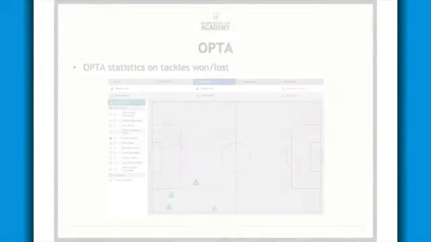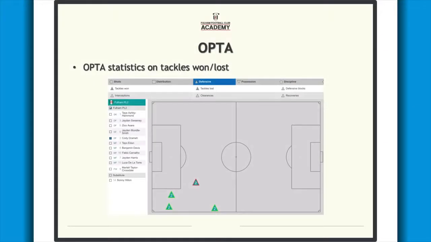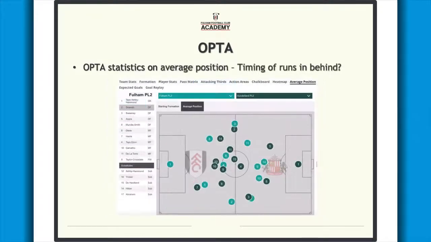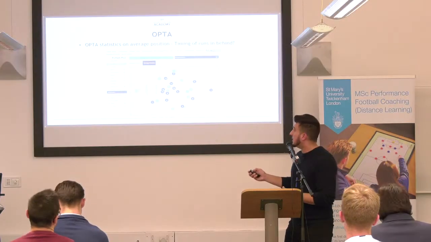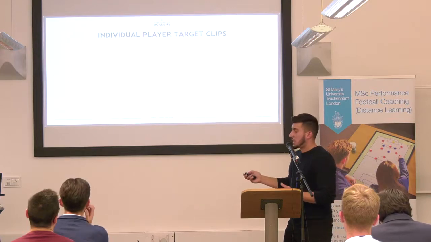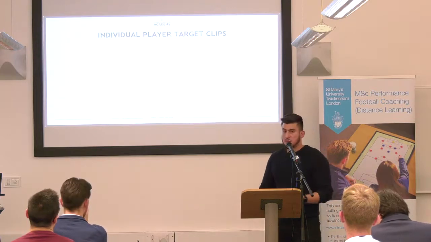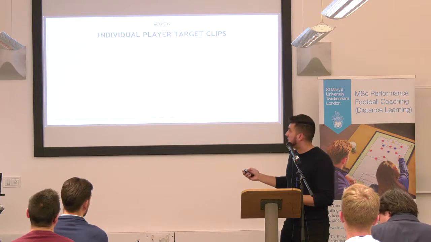Now in the chalkboard, you can also see where these actions occur on the pitch. So this would be tackles won and lost for a particular player. And this could be the average position of each player, right? Because they're not using location data, every time they receive the ball, where they receive it, they have an average position. But what I want to get into now is how we can make it more specific, because it's very generalized with Opta.